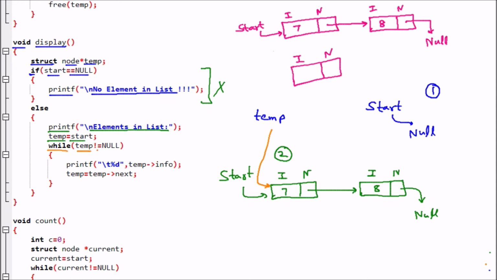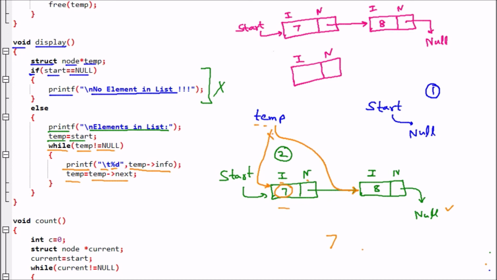While temp not equal to null. Temp is on the first node, and this operation keeps working until it reaches the end. Printf \t means a tab space, %d means the integer value, temp info. So temp info part means 7. So 7 is displayed on the user screen, then a tab space. Temp is equal to temp next. So temp is now moved to the next node here.